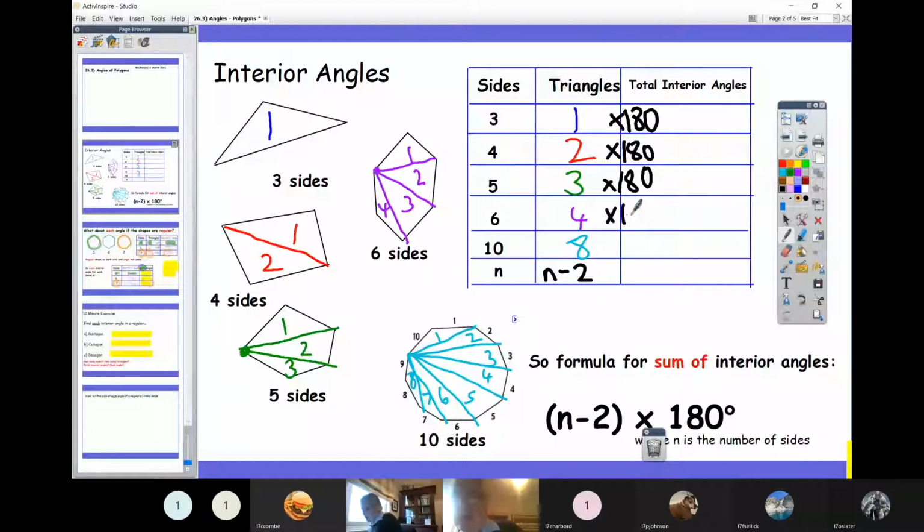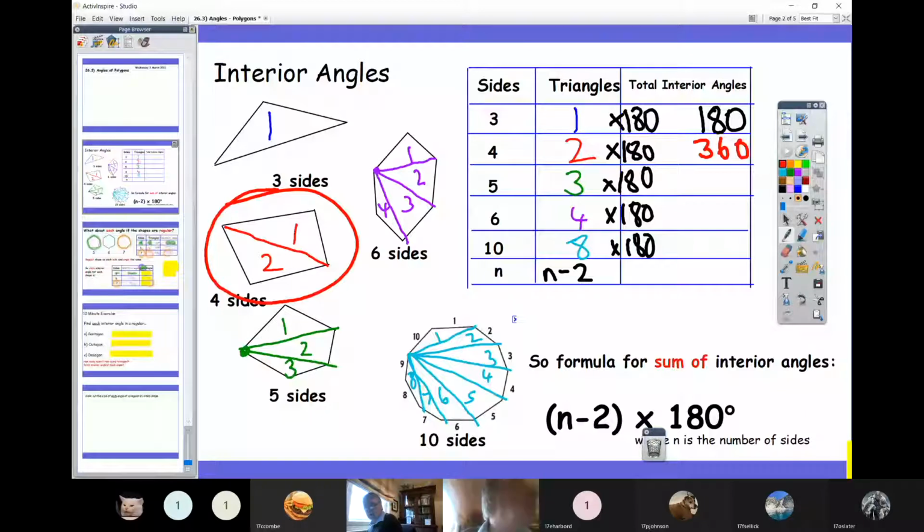We know that. The red one, 2 lots of 180 is 360. So the angles inside that 4-sided shape must be 360. And we know that angles in a quadrilateral add up to 360. So a 5-sided shape, 3 triangles, 3 lots of 180, which is 540. That's going to come through in green in a minute. I know there's a lag. 4 lots of 180 is 720, and 8 lots of 180, I don't know that one in my head. 8 times 180 is 1440.